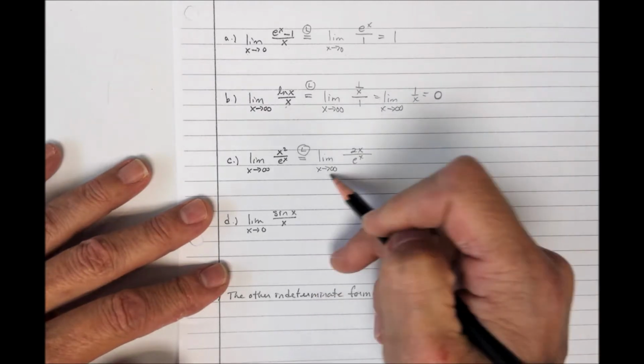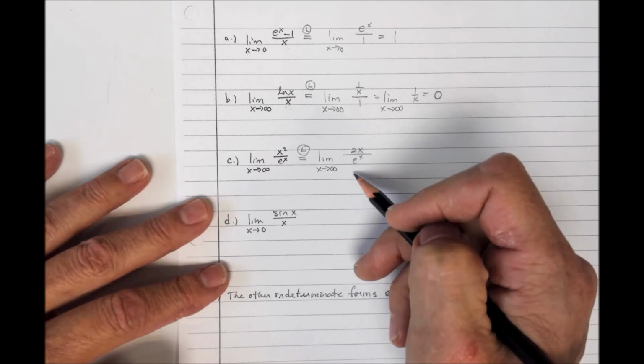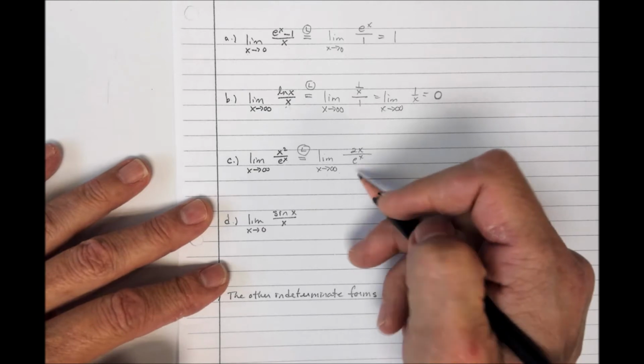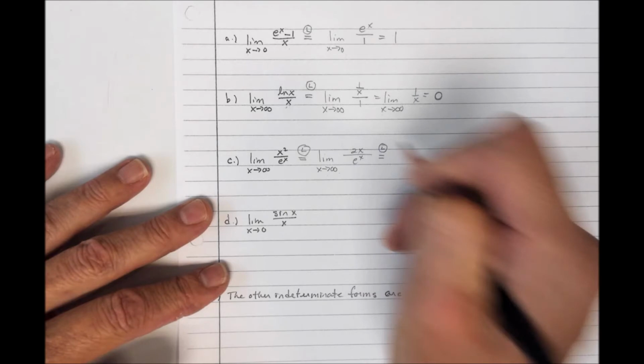Well, as x goes to infinity, this gets big. I still have an indeterminate form. So you say, well, does it mean it doesn't exist? No, it means since it's an indeterminate form, I can apply L'Hopital's rule a second time. Sometimes I even have to apply it a third time. Not on this one, though.